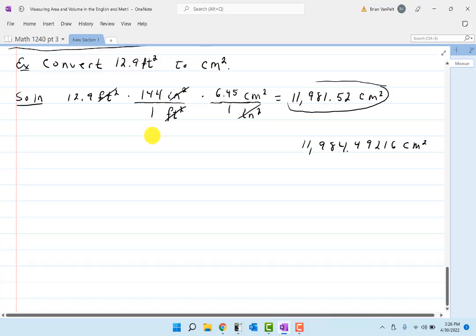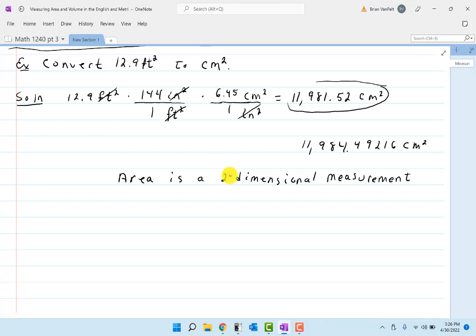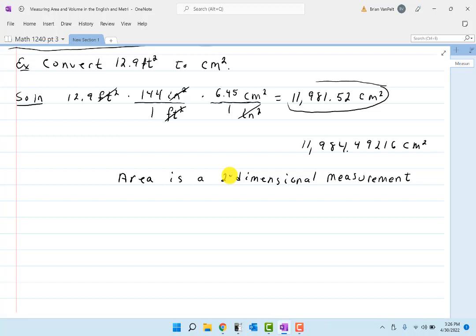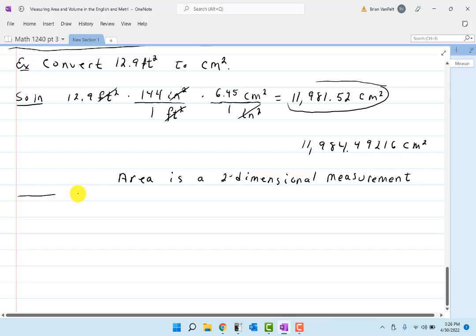Now, one thing I need you to understand is that area is a 2-dimensional measurement. And the rectangle is a perfect example of that. You're doing base times height. And if you think of left to right as one dimension and up and down as another dimension, that gives you the 2 dimensions. Volume, on the other hand, is a 3-dimensional quantity, and that's what we're going to look at next.